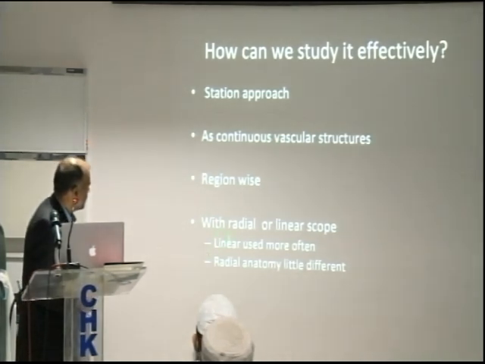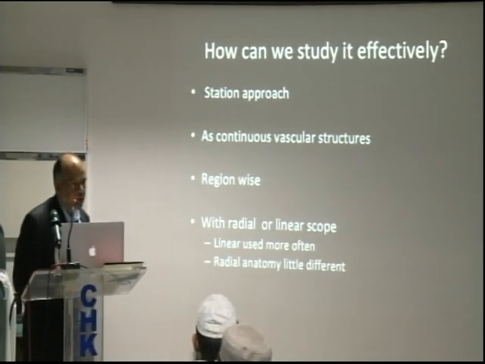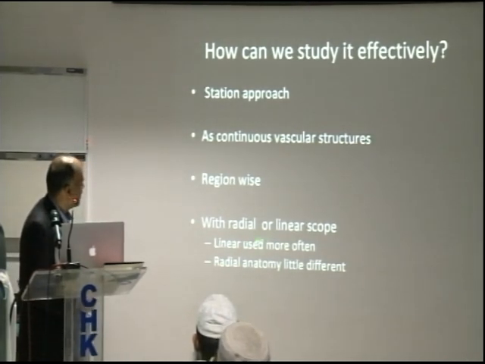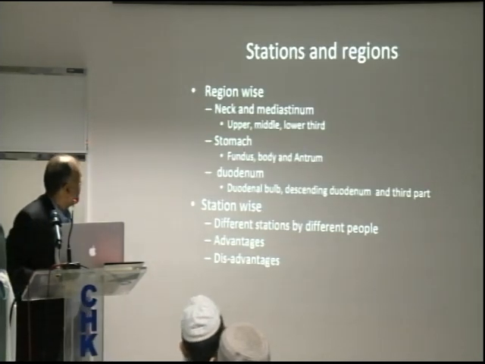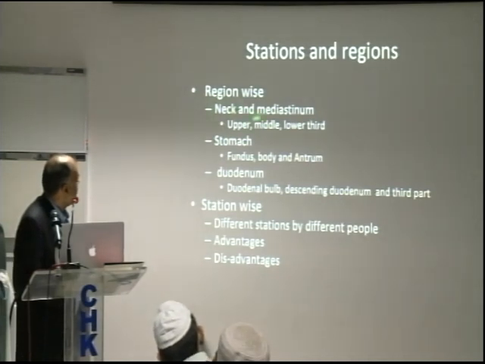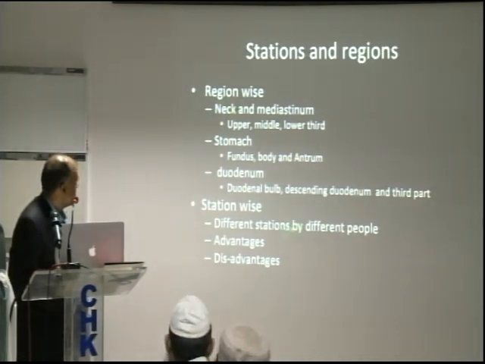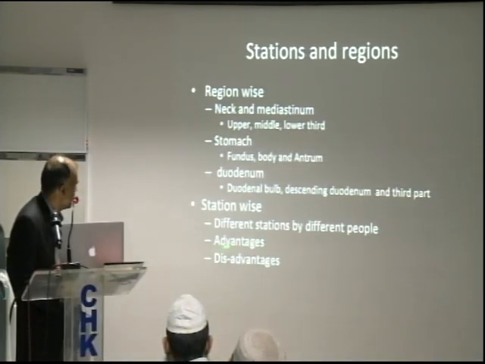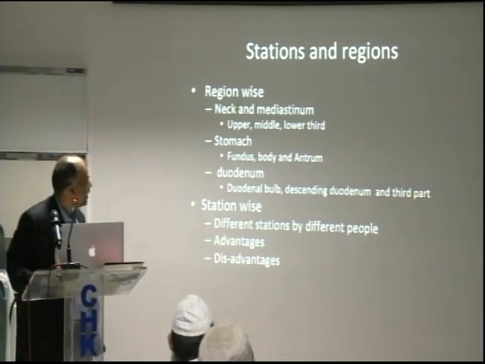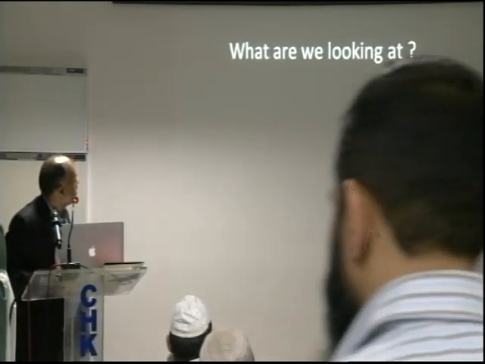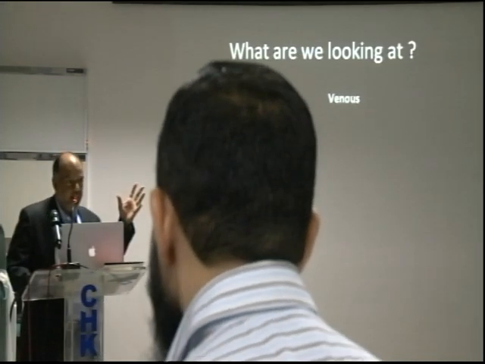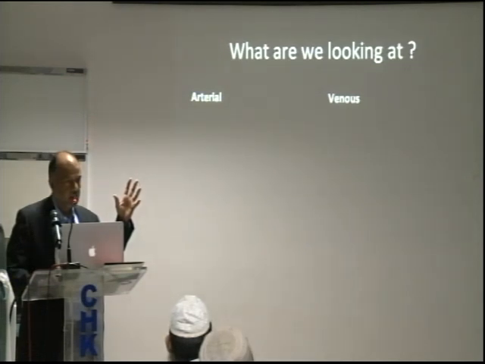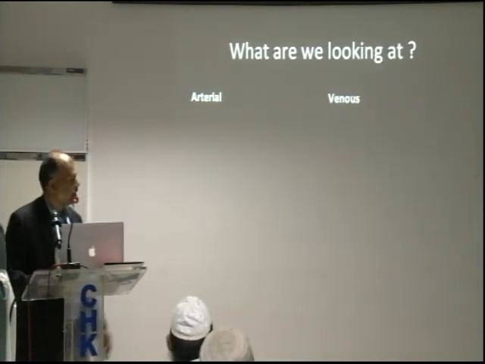I'm going to skip radial because we're not doing radial, so I'm going to concentrate more on the linear. Let's start. Region-wise, you can have neck and mediastinum, stomach; station-wise, different stations by different people, as we talked about yesterday, so we're not going to do that. It has its own advantages and disadvantages, but let me go through them quickly. So what are we looking at? Arterial and venous: the major vessels we look at in EUS are either arterial or the venous channels.